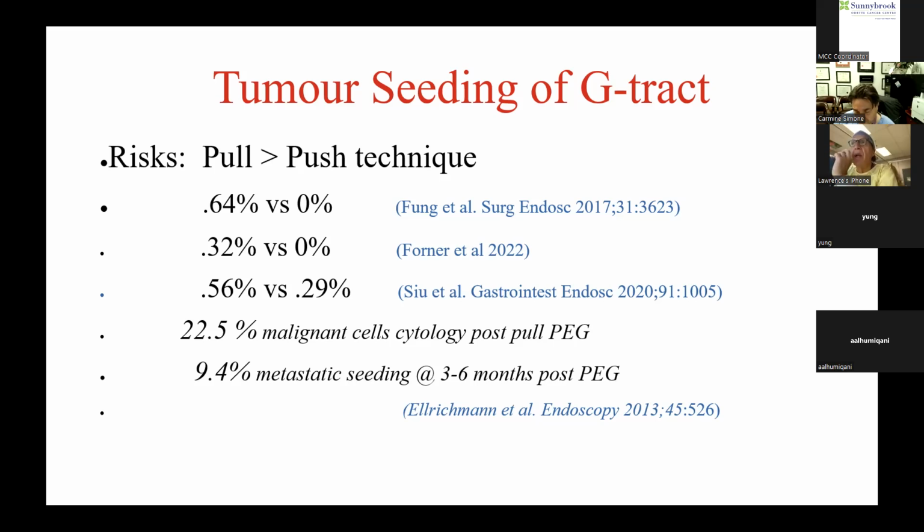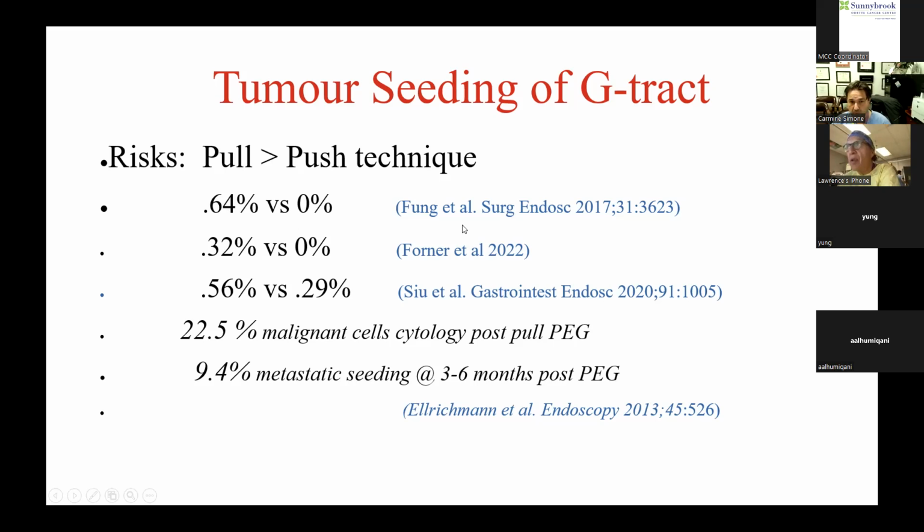But still, there is a difference between the pull versus the push technique in seeding of the tract. Fung reported in 2017 a 0.64% with the endoscopic pull versus no percent with the radiological push. Our experience here was 0.32% with the endoscopic pull, none with the radiological push.